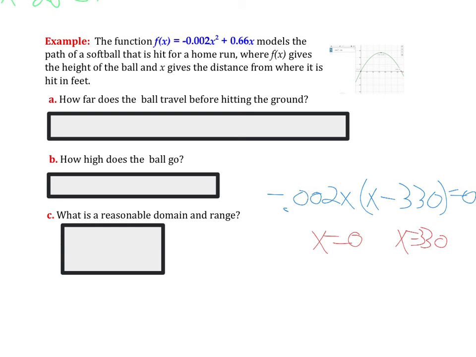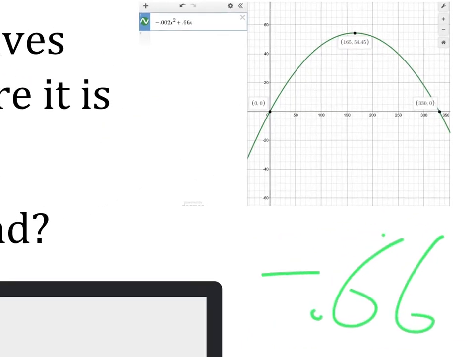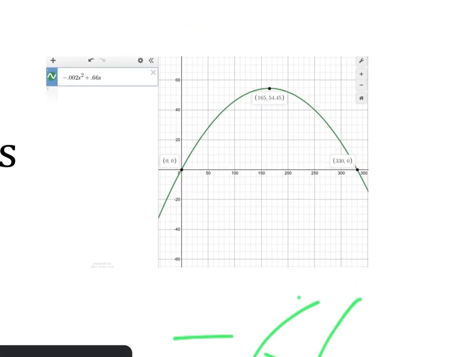If I wanted to find the vertex by hand, I could do the opposite of b over 2a. Wow, had a little bit of a moment there. So we could plug in our values for a and b from our function. We can get the x value of the vertex, take that x value, plug it back into the function to get the y value. Or we can go to Desmos. All hail Lord Desmos.